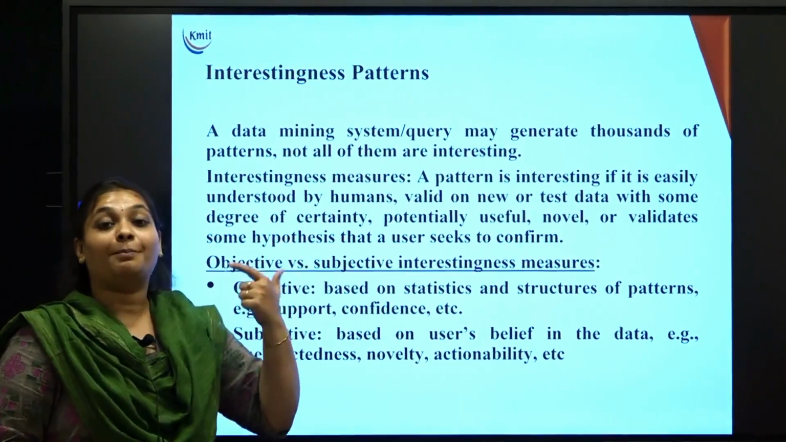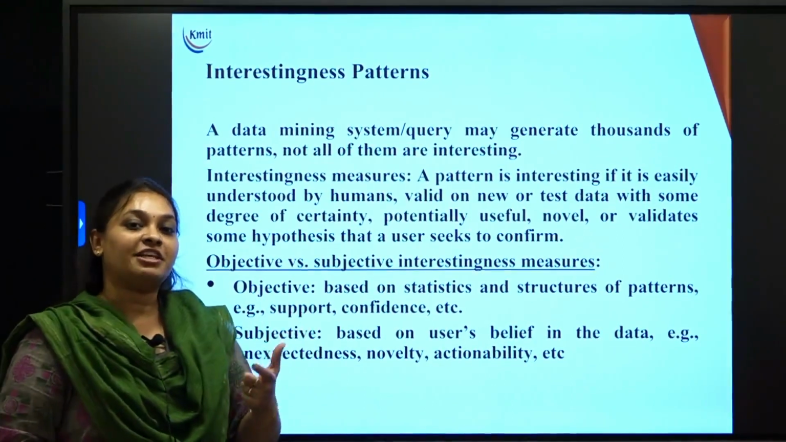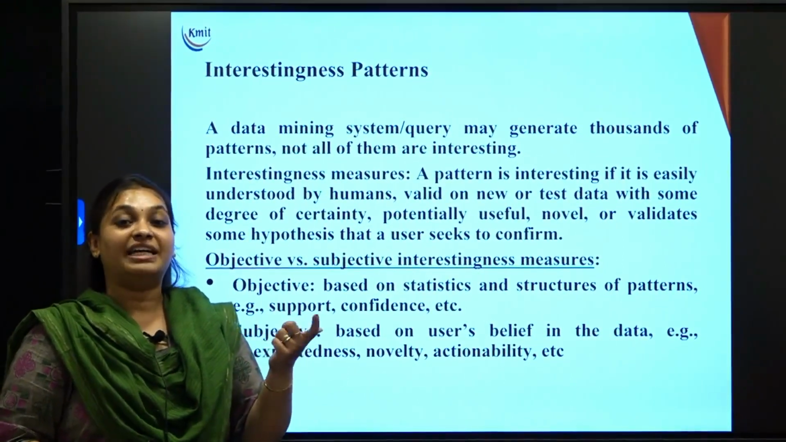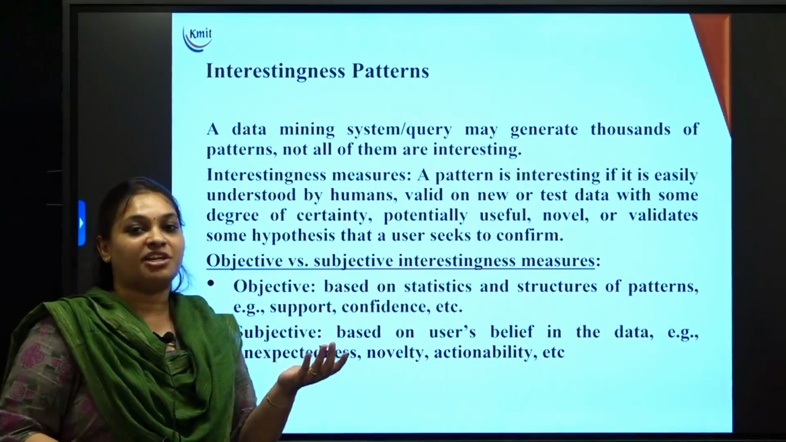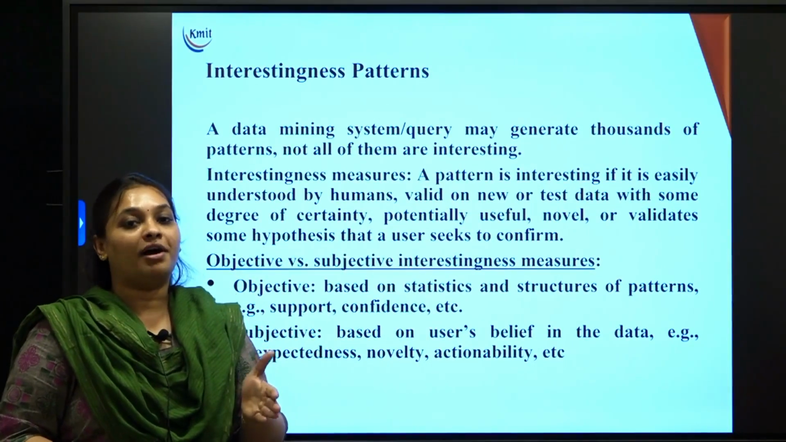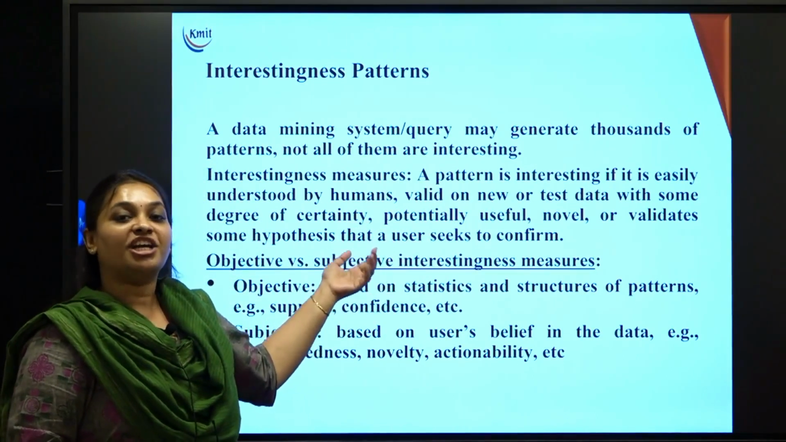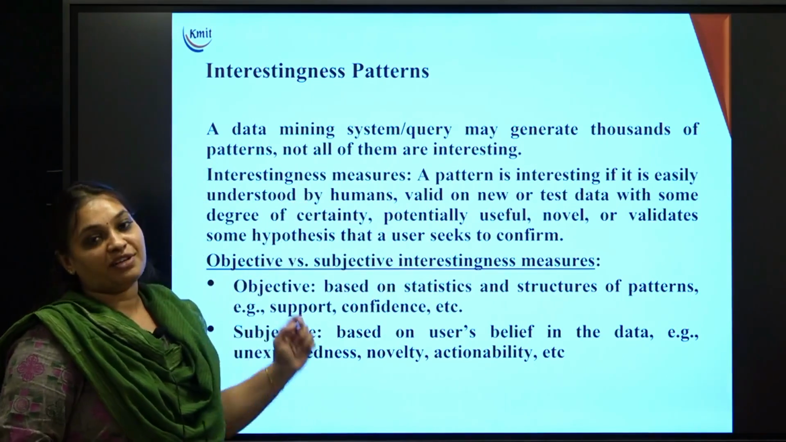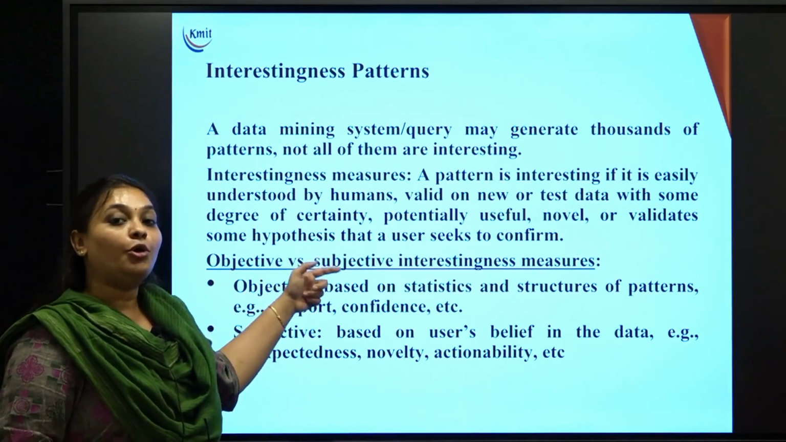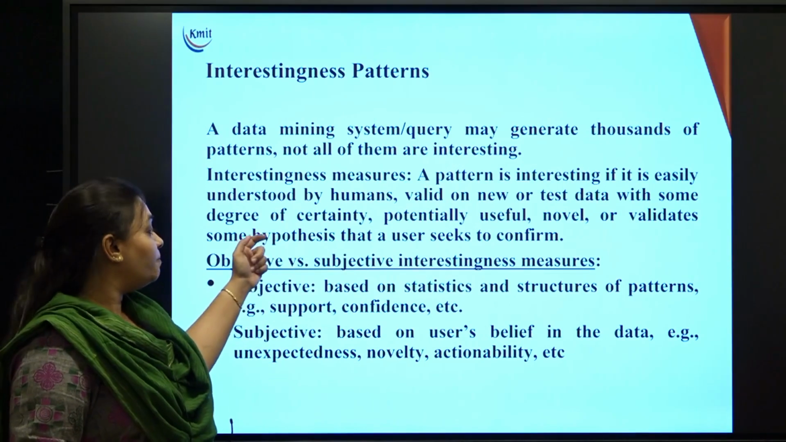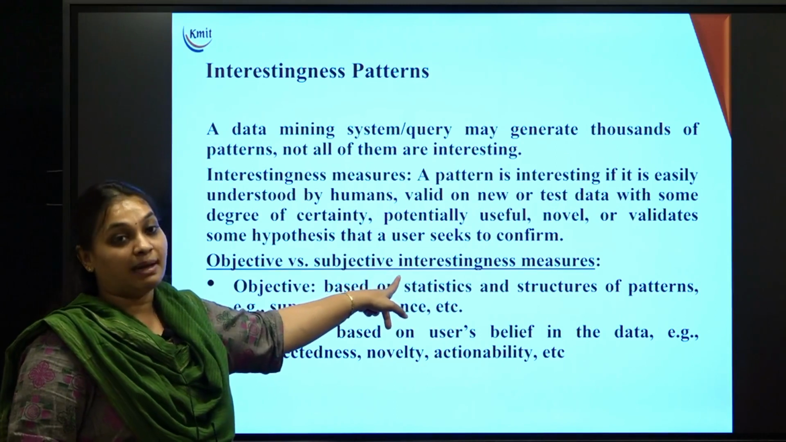Now, based upon your previous functionalities, we spoke about validation and testing: based upon previous purchases, my next order would be given. The same thing comes here, and how it is potentially useful, everything comes in the interestingness measures. Here we talk about two things: one is the objective measure and the other is the subjective measure.